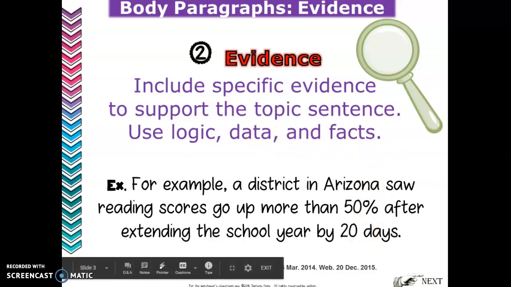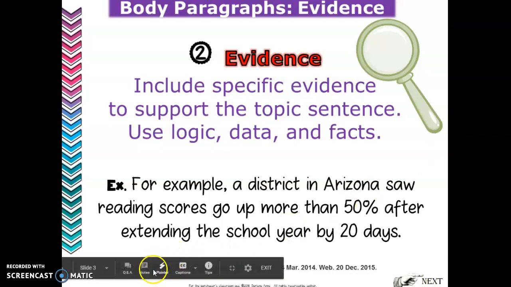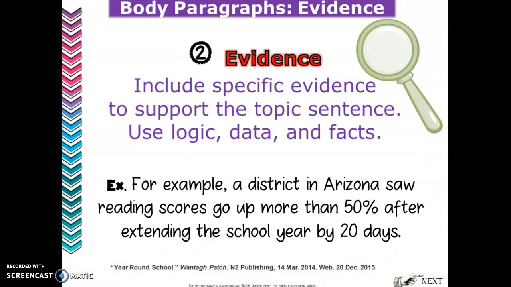Here's a good example. For example, a district in Arizona saw reading scores go up more than 50% after extending the school year by 20 days. And you'll notice down here at the bottom that they quoted where they got their information from. So be keeping track, and I'll have some documents for you to record that on next week. We'll get started with that.